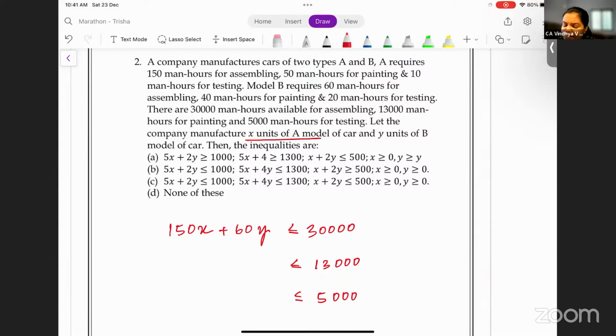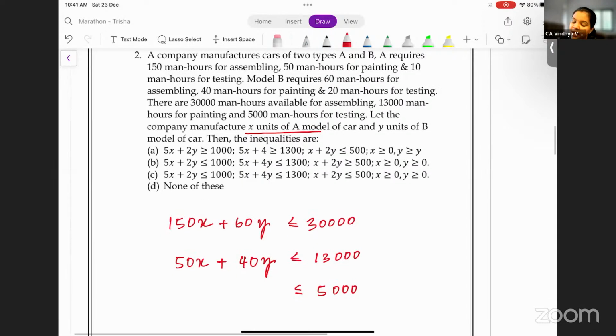Okay. Next constraint is with respect to painting. Okay. So 50 hours for X and how many hours for Y? 40 hours for Y.